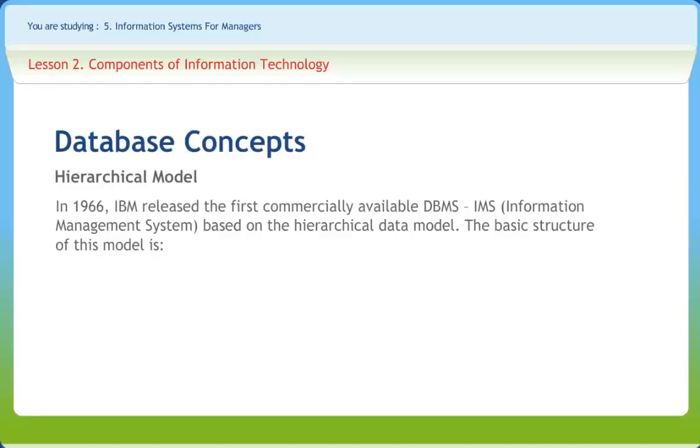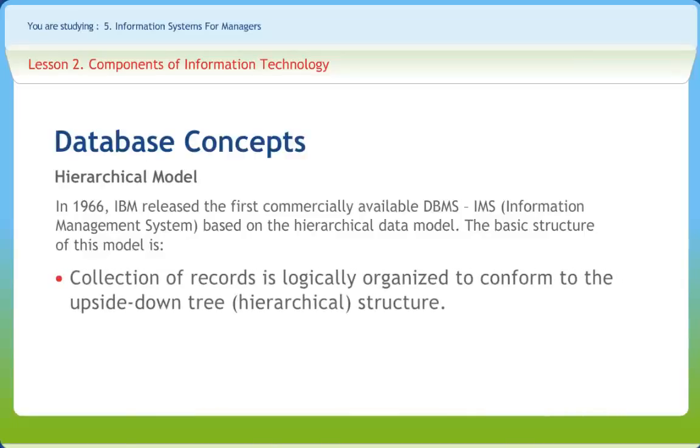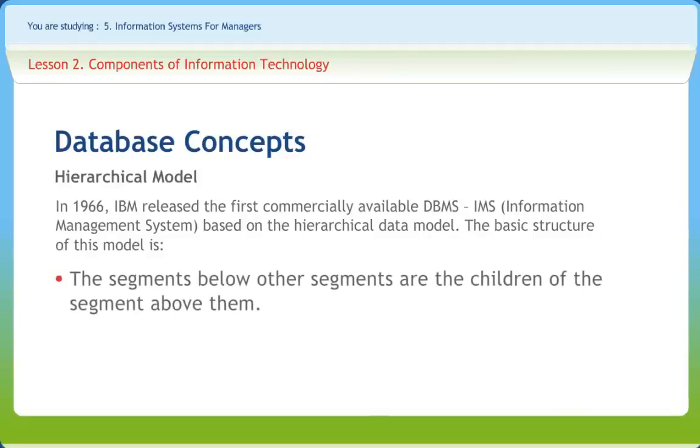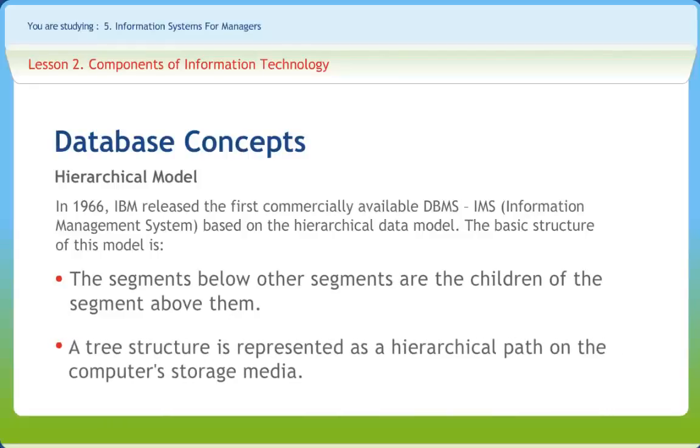IBM released its first commercially available DBMS, IMS, based on the hierarchical data model. The basic structure of this model was released in 1966. It includes a collection of records logically organized to conform to an upside-down tree structure. The top layer is perceived as the parent of the segment directly beneath it. The segments below other segments are the children of the segments above them. And a tree structure is represented as a hierarchical path on the computer's storage media.